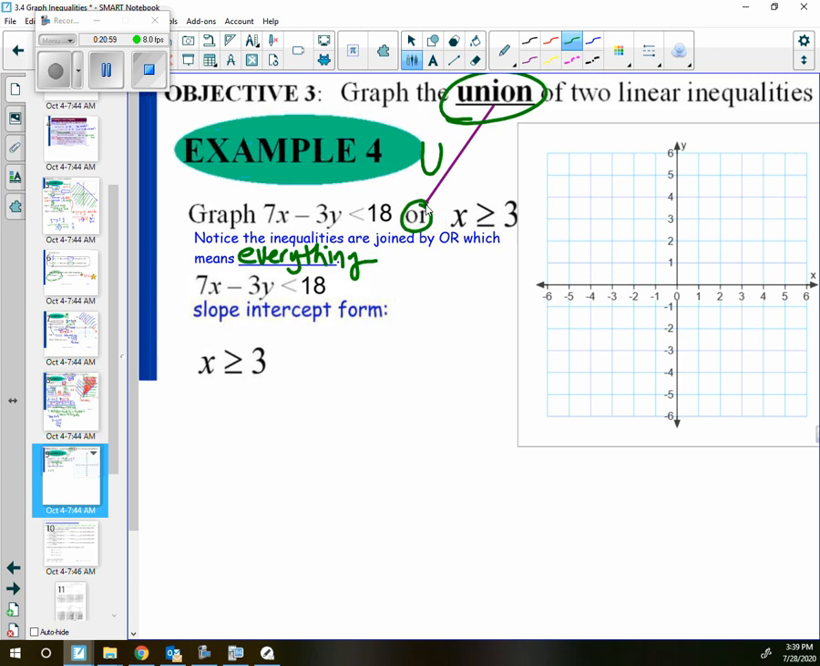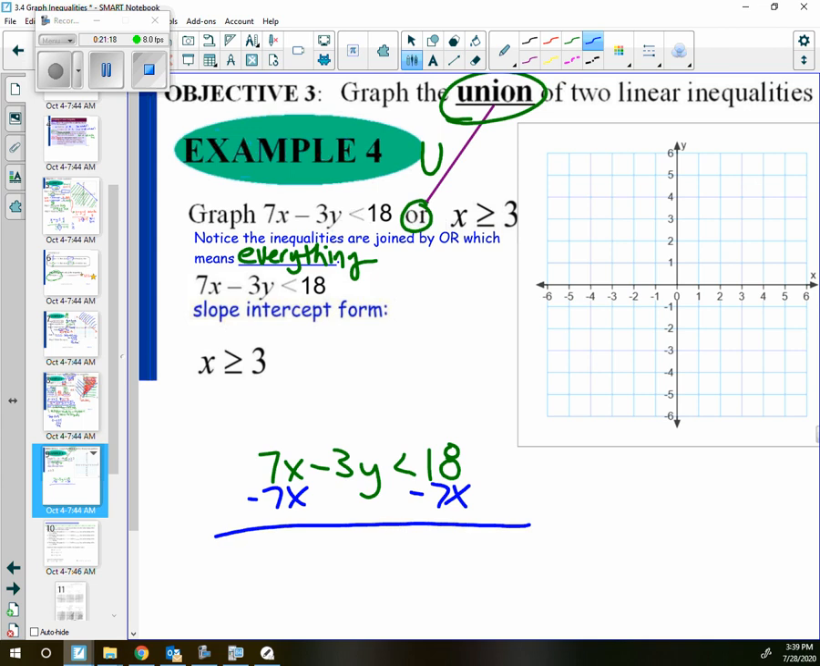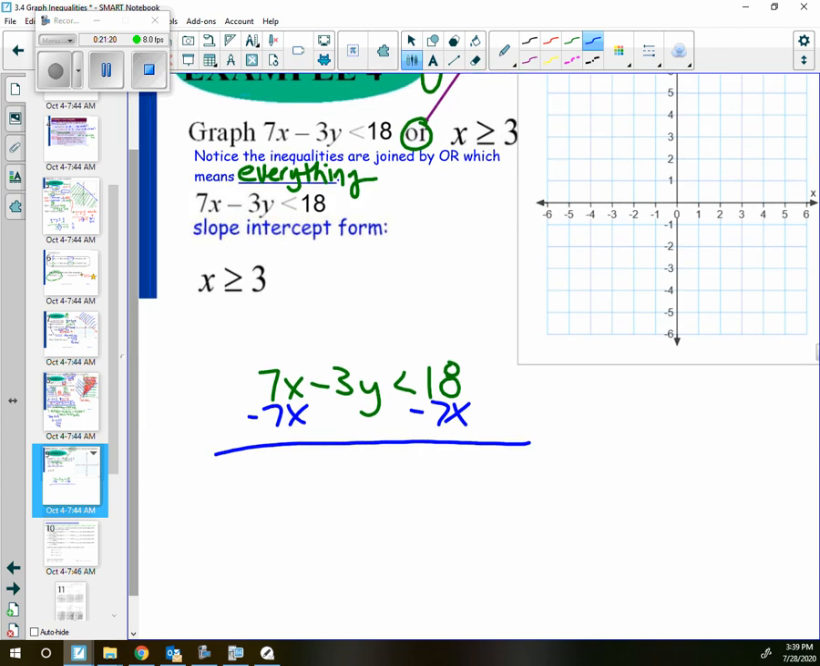This first one, so 7x minus 3y is less than 18. For this one, when we show and do our graph, I think I'm going to solve it for y so we can use that greater than or less than to help. So I'm going to go ahead and subtract the 7x. Let's do that, and go ahead and pause the video, see if you can solve it for y, and then you can check back with my work.